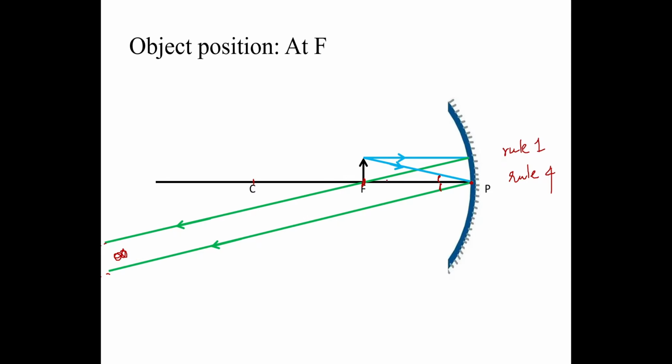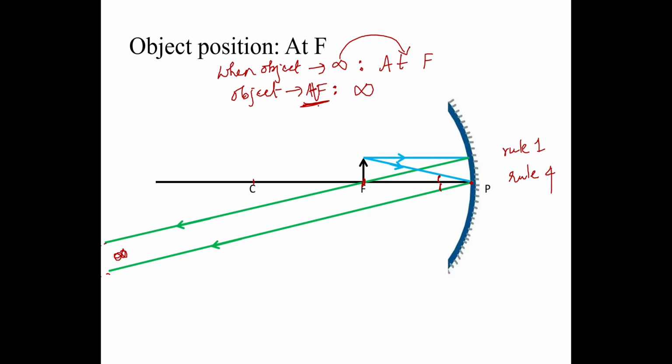Again, another trick here. When your object was at infinity, where did you get your image? At focus. Now your object is at F. So where are you getting your image? Yes, image is formed at infinity. So again, opposite. When object at infinity, image at focus. When object at focus, your image is at infinity. So easy to learn. Just compare and learn. Let's see the characteristics.